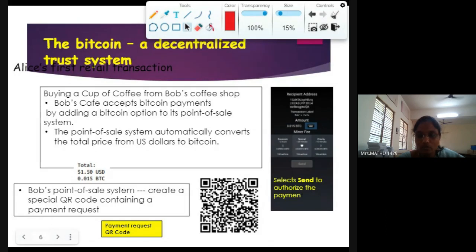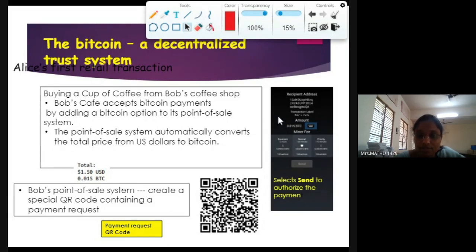It is only $1.5, but that is converted to Bitcoin value. For every payment request, a QR code will be created. There are several wallets available, and each person will have a wallet. Like how you hold your purse to keep your money, we have several digital wallets where you can keep your Bitcoin addresses, and from one Bitcoin address to another you will be able to transfer the money.